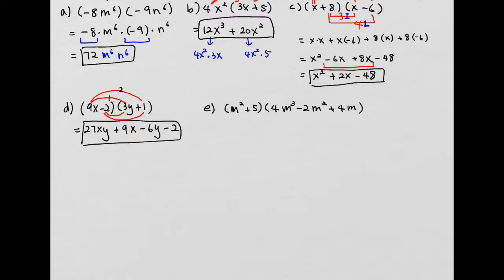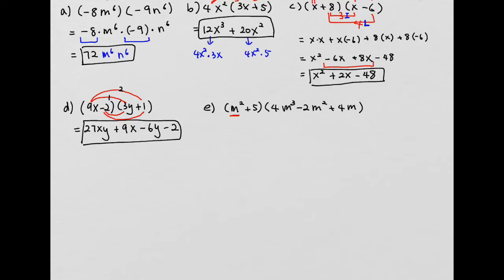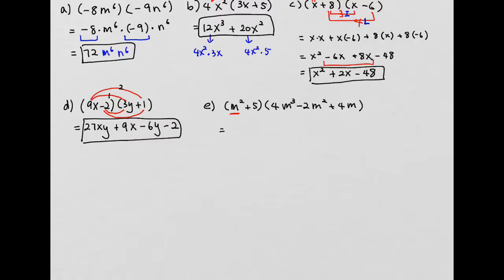What about if we have two terms multiplied by three terms? So first thing I need to do, I want to multiply m squared into the three terms first, right? Let's multiply m squared first. So I will do m squared times 4m cubed. Then I get 4m to the fifth. And now I do m squared multiplied by negative 2m squared. Then I will get negative 2m to the fourth. M squared times positive 4m, I will get positive 4m cubed.